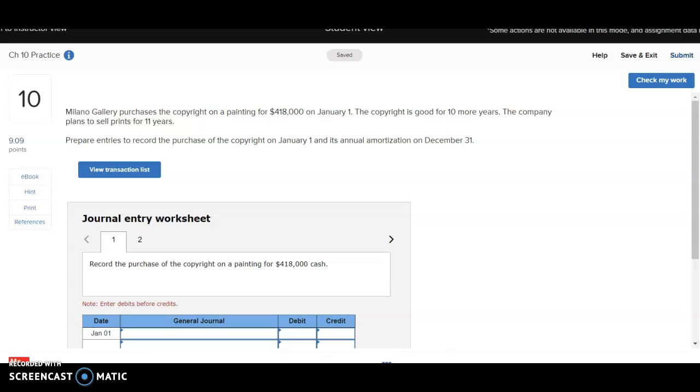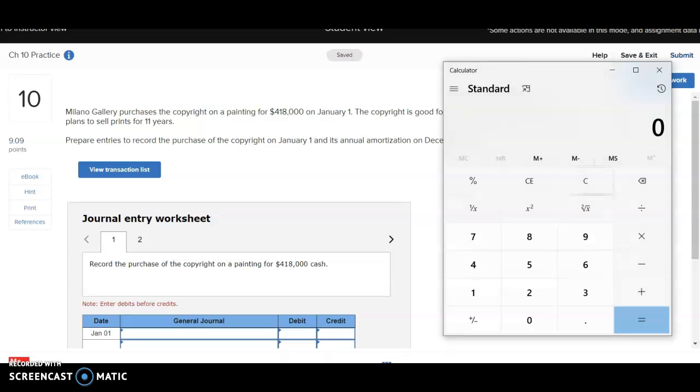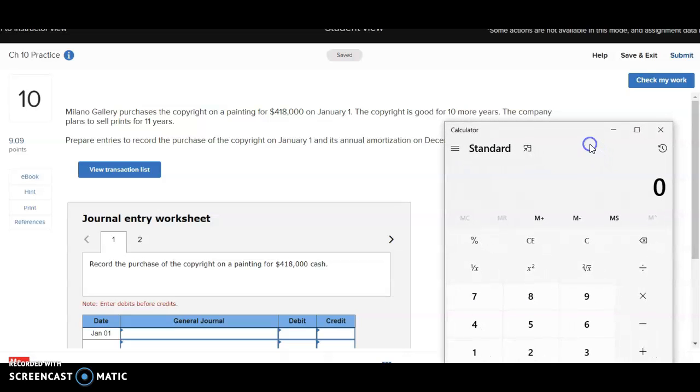So this one says Milano Gallery purchases the copyright on a painting for $418,000 on January 1st. The copyright is good for 10 more years. The company plans to sell prints for 11 years. The thing we have to remember with intangibles is you can only depreciate or amortize over the life that you have left in that protection. So in a copyright, it says we have 10 more years left. So that's all that we can use. We can't do any higher.